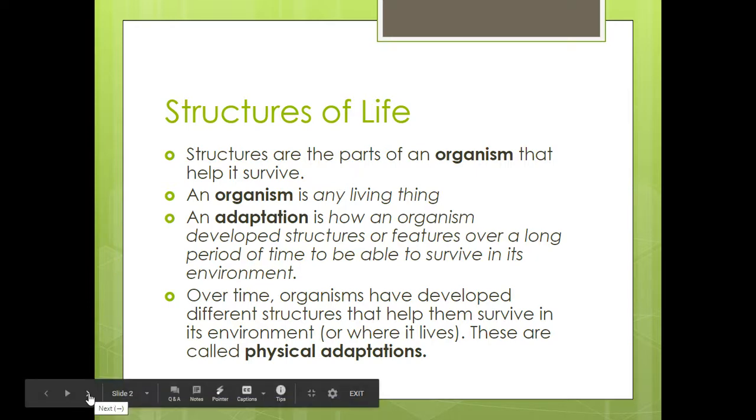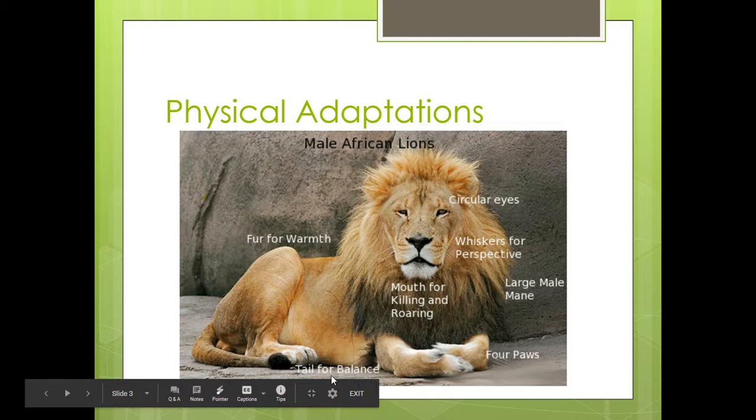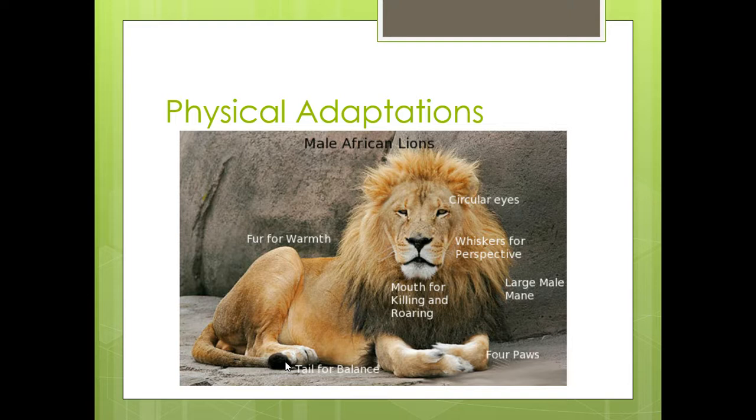Let's go through some examples. So here I have an organism. It's a male African lion, and several of this lion's adaptations are listed. Let's just do two examples. One example is its tail that it uses for balance. So this is an example of a structure or body part. And this structure is an adaptation because it's something the lion can use to help it survive, right? As the lion is climbing different areas, it uses its tail for balance.